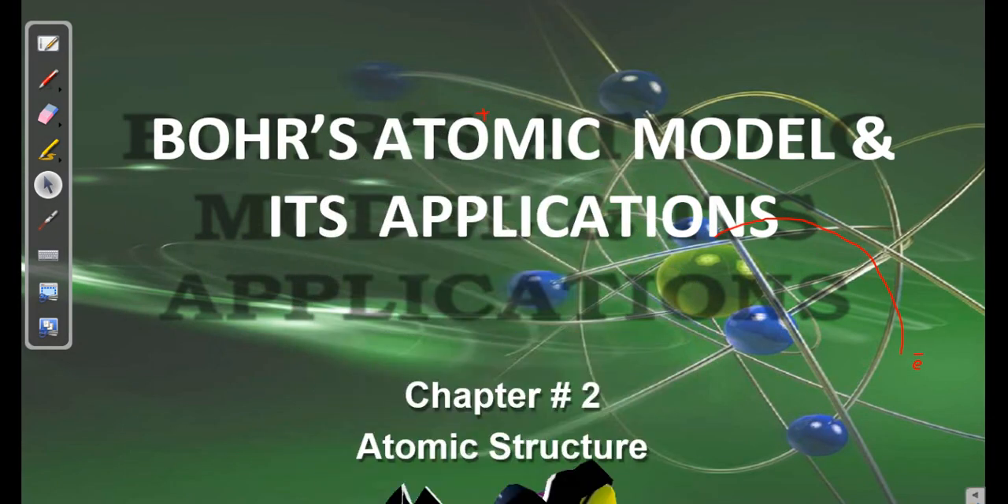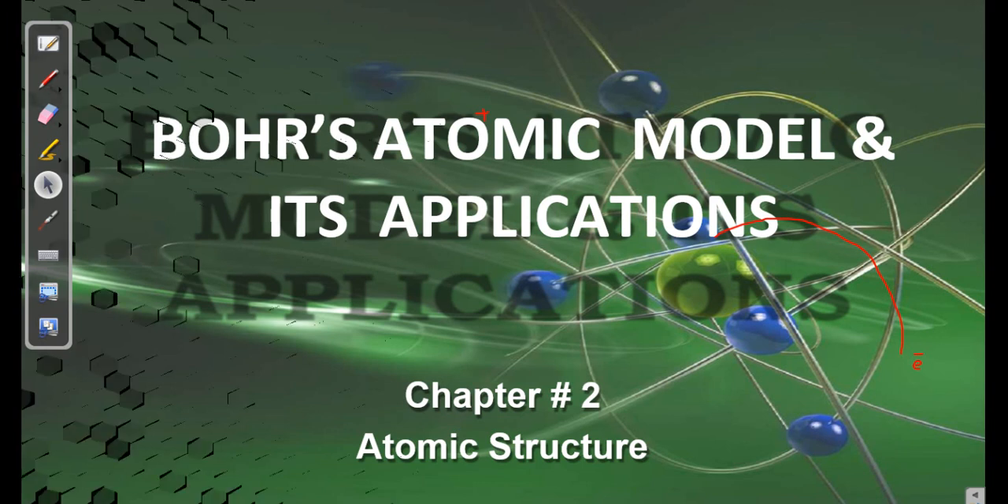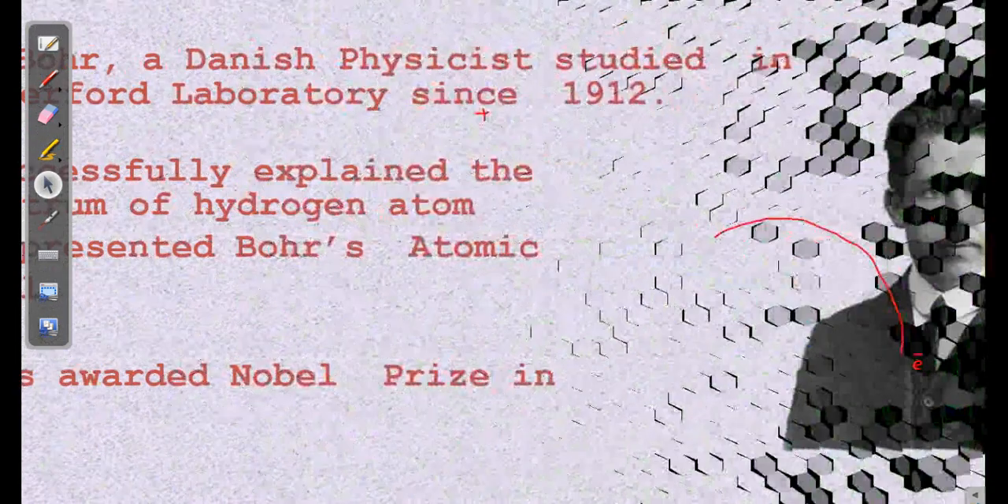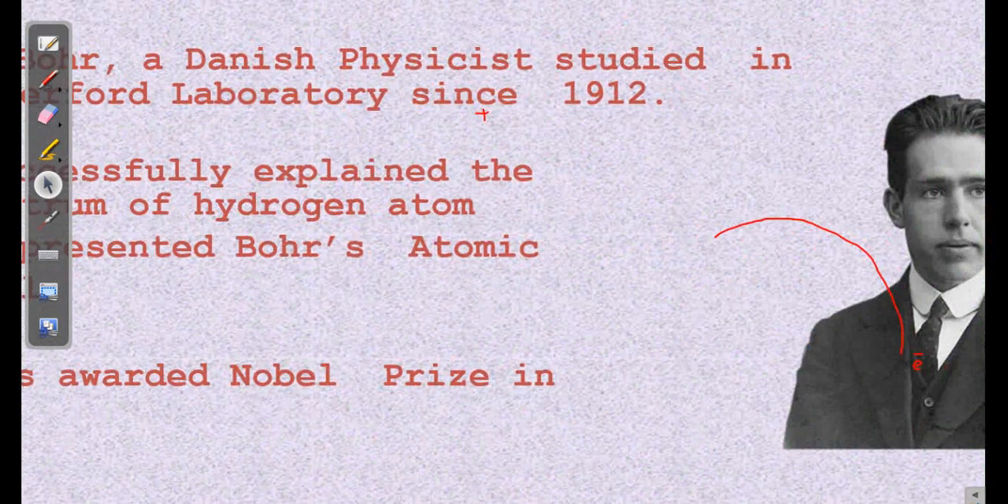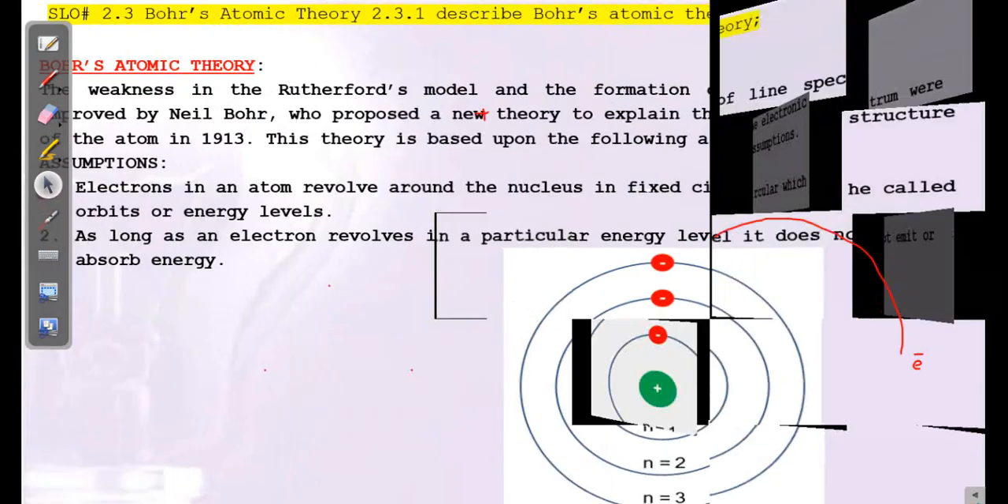Now we come to Bohr's atomic model and its application. Bohr, a Danish physicist, studied in Rutherford's laboratory since 1912, and he successfully explained the atomic spectrum of the hydrogen atom, and he was awarded a Nobel Prize in physics. What is Bohr's atomic theory?